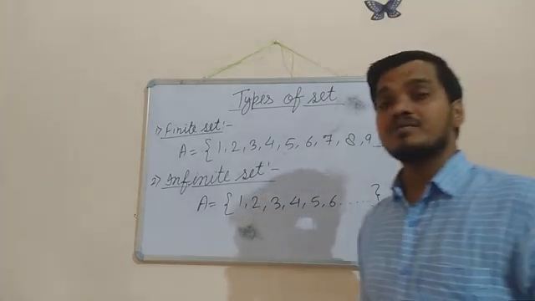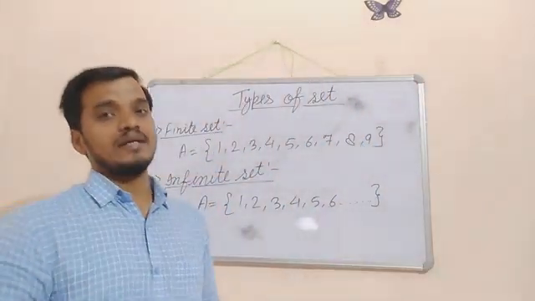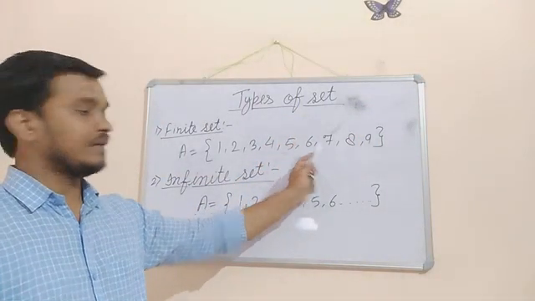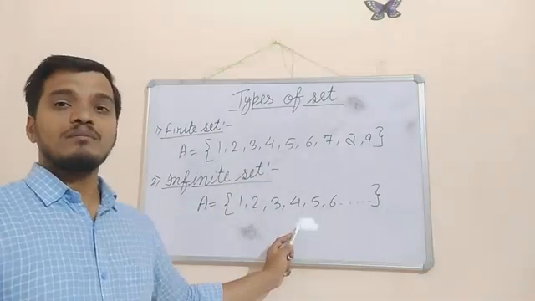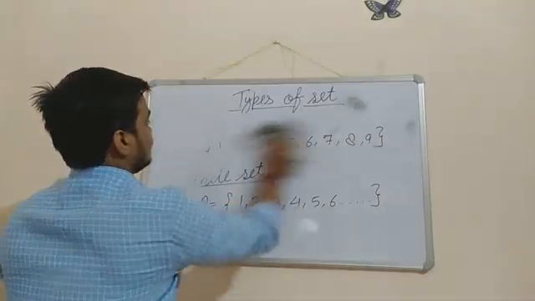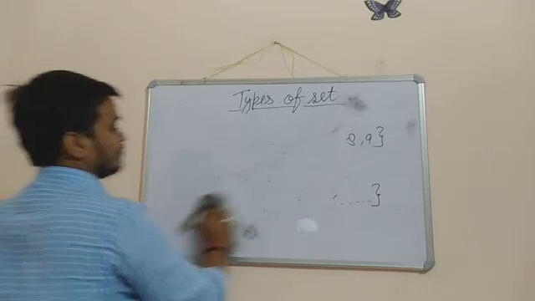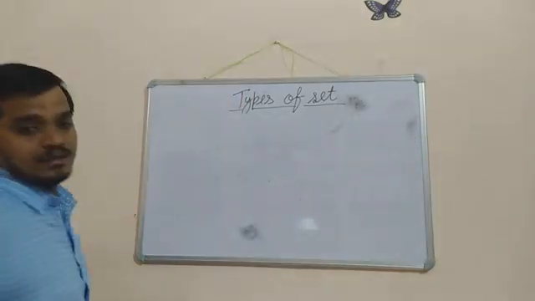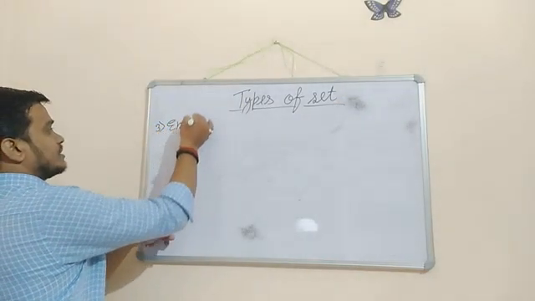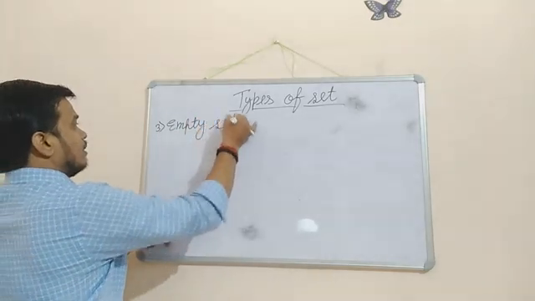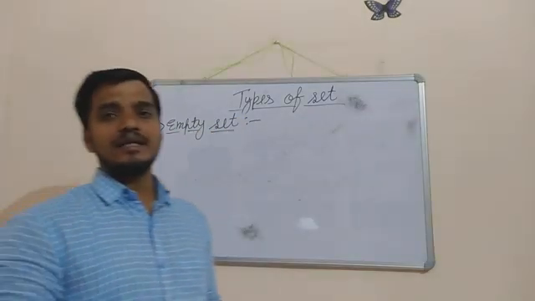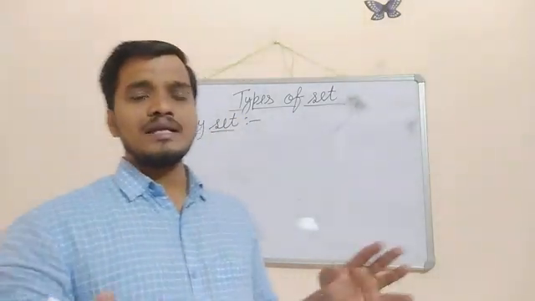So there are two types of set. We have studied finite set and infinite set. Finite set means the number of elements should be in a limit, and infinite set will be the number of elements will be infinite, of unlimited type. So finite and infinite set. After them, two more types of set. Third type of set is the empty set. As its name is given, with the name only you can clear it, empty set. Means there is no element there.